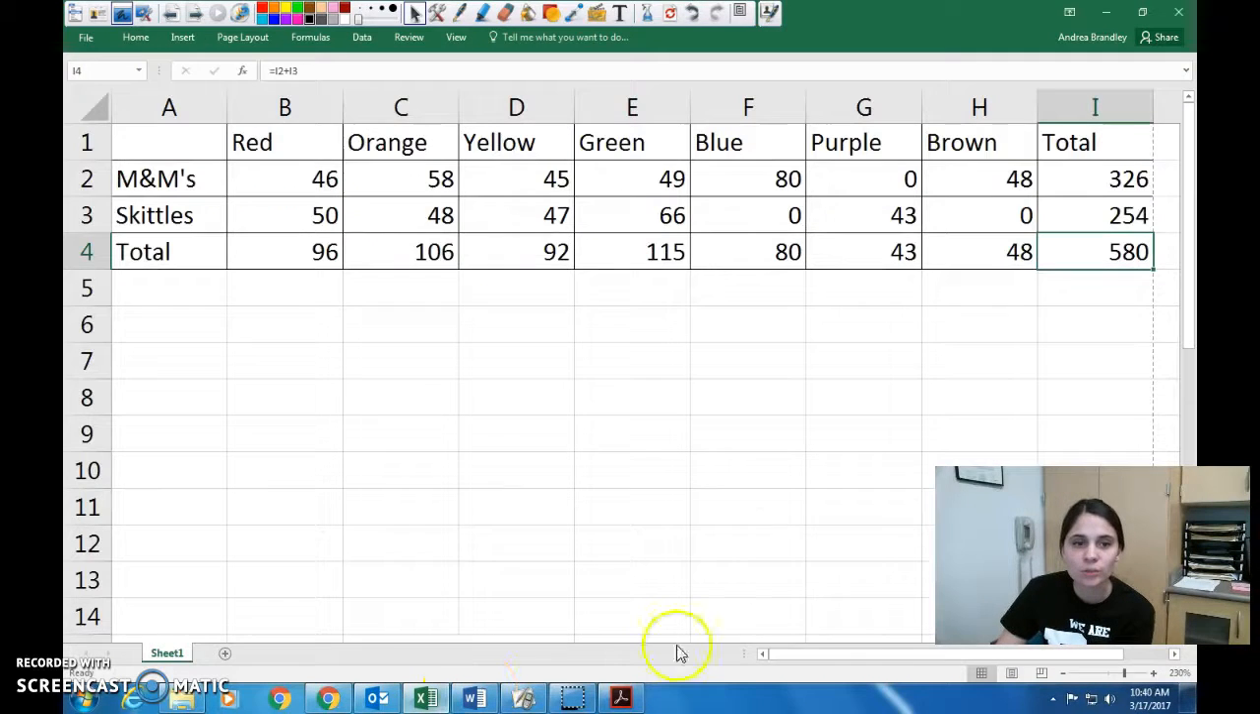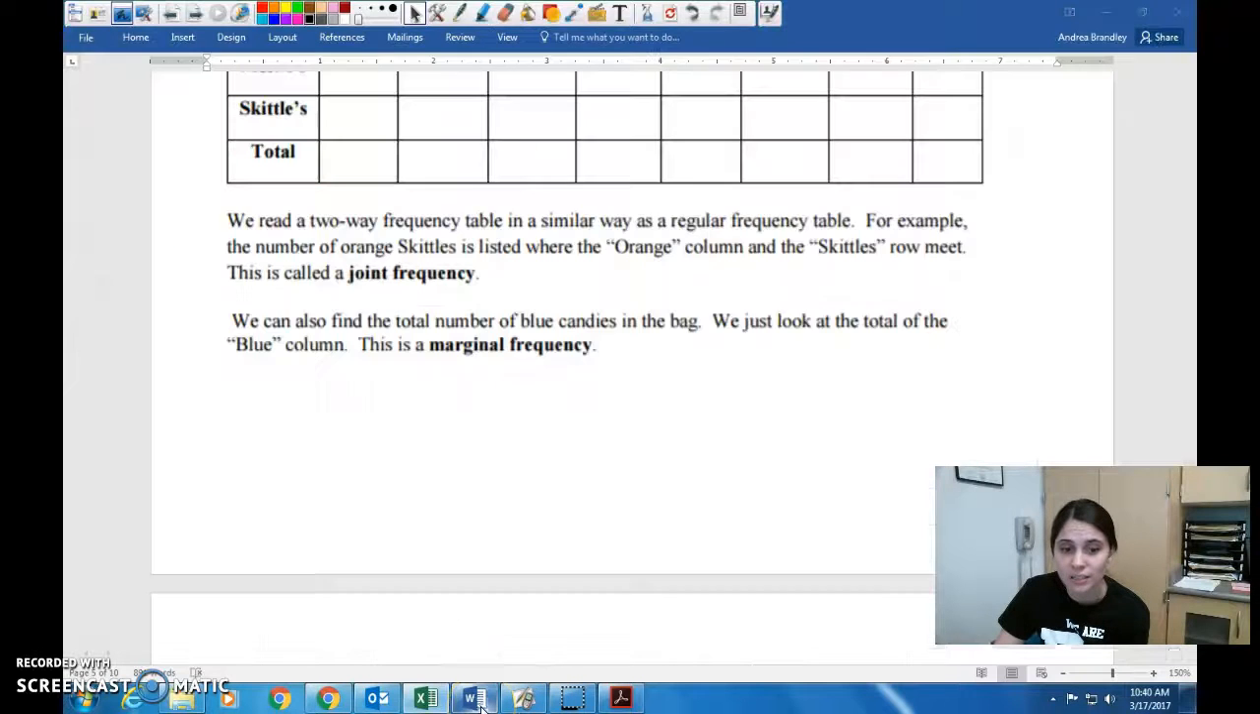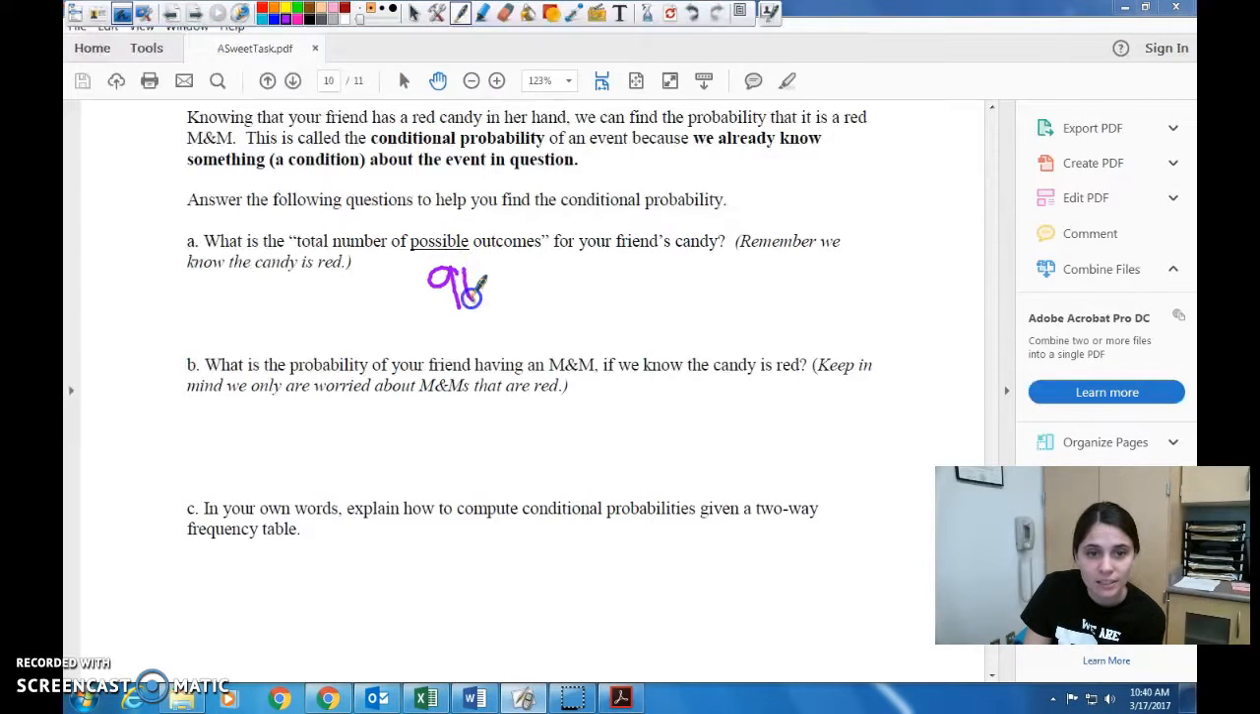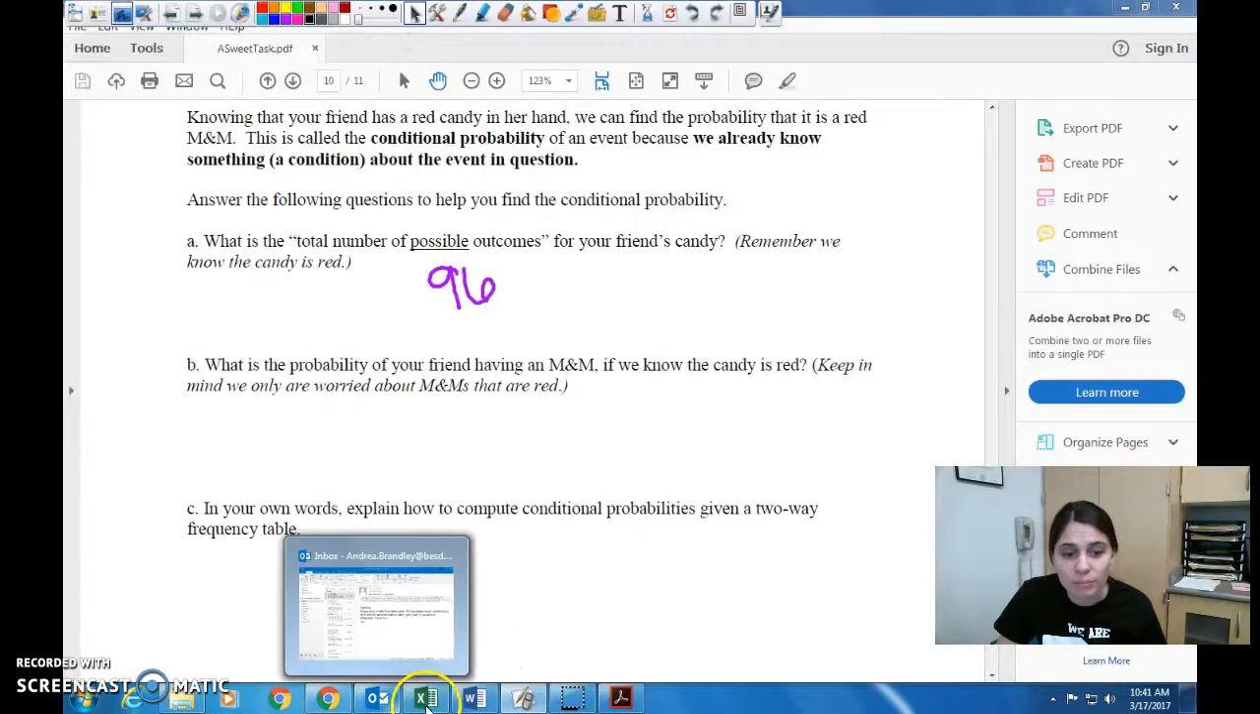So if we come back to our chart, we come over to the red column and we have 96 red candies. So the total number of outcomes is 96 because there's 96 possibilities for our red candy. So we're going to go ahead and write 96. Then the second question is the probability of having an M&M if we know the candy is red. So we only care about the red and the M&Ms that are red.